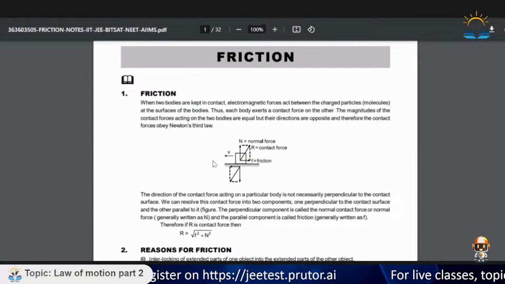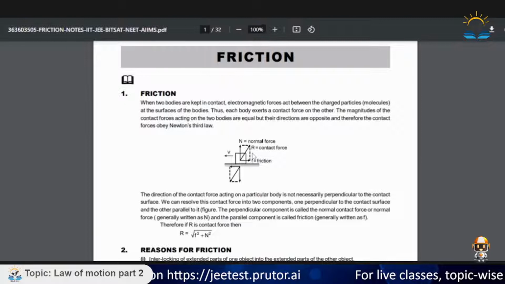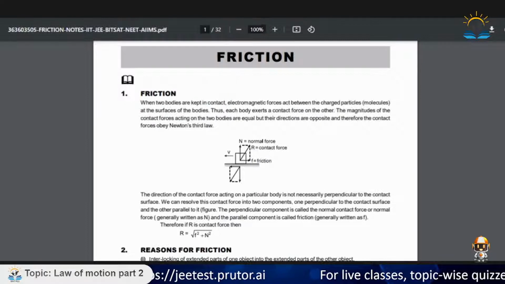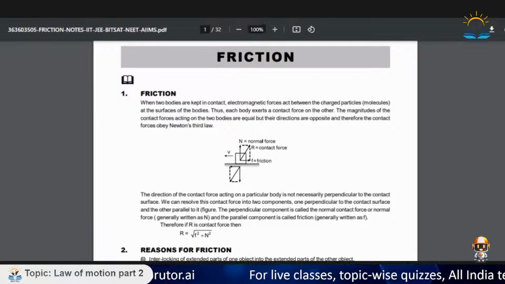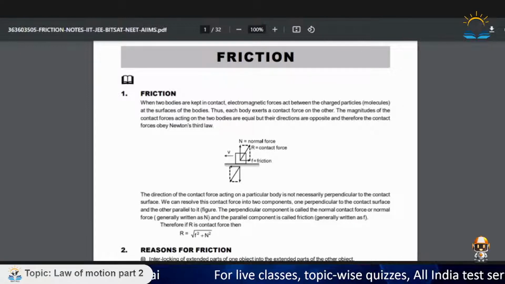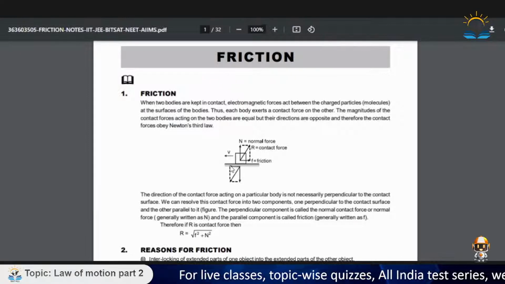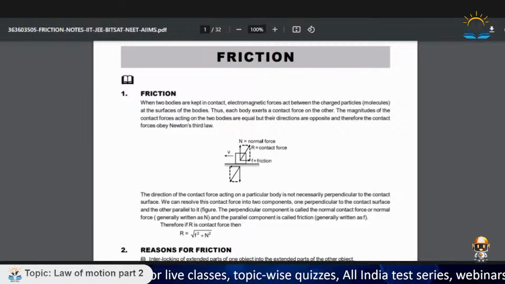So what is this type of force? Till now we have seen three types of forces, that is weight, normal force and tension in the string. Now let us see what type of force this friction is. So what is the definition of friction?